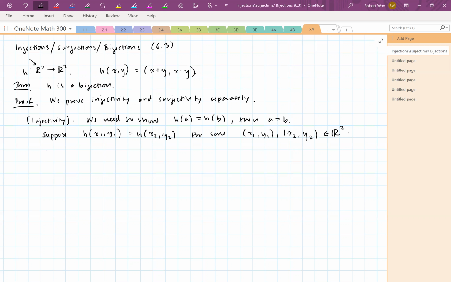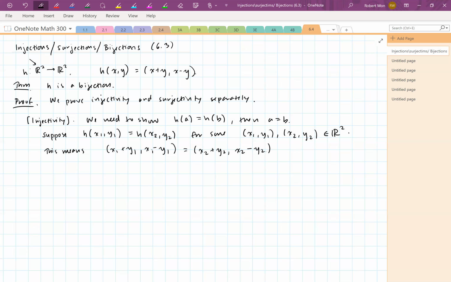What does this mean? Well, what does h do to (x1, y1)? It sends it to (x1 plus y1, x1 minus y1). That's what it does to the first thing. What does h do to the second thing? It sends it to (x2 plus y2, x2 minus y2). This is what it means to say that h of (x1, y1) equals h of (x2, y2).